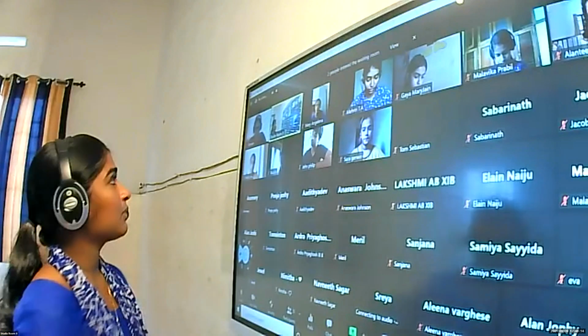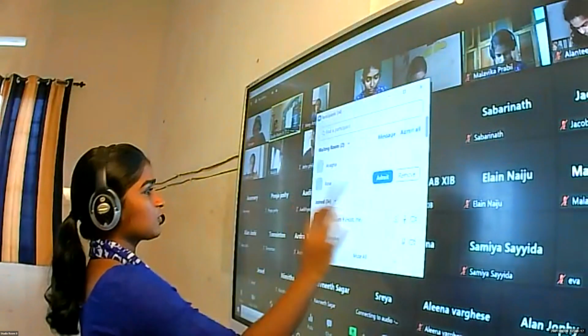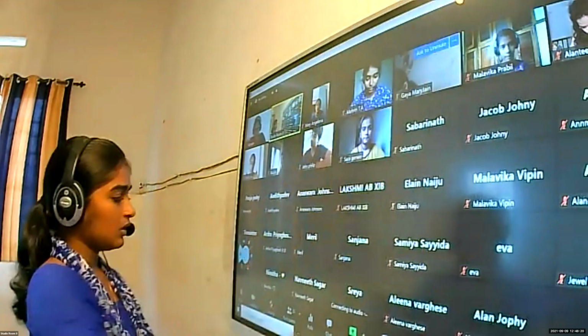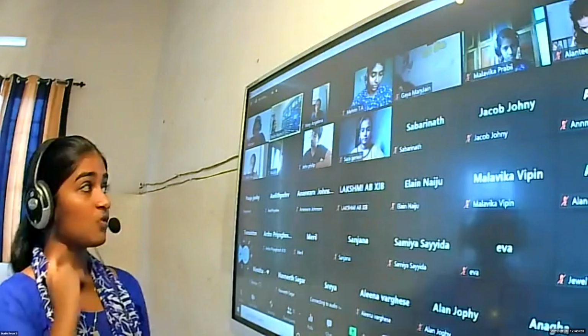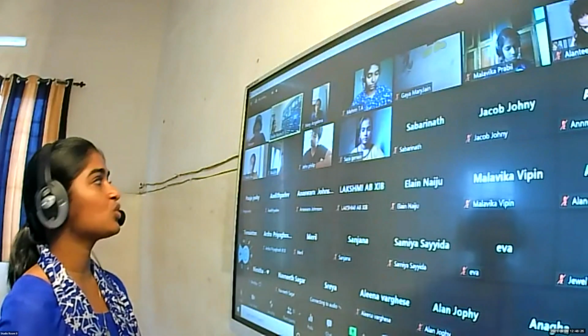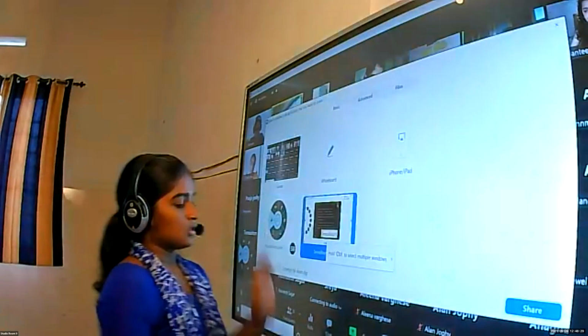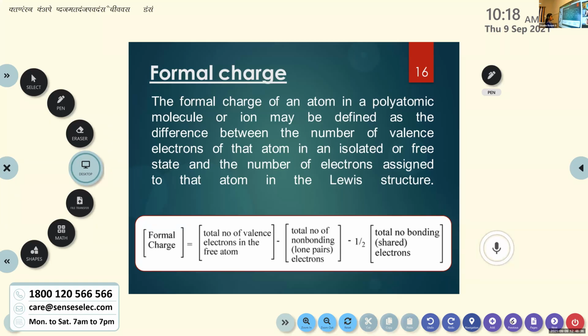Okay. So we have completed the Lewis structures with the formal charge of ozone, right? Now we are going to discuss the importance of this formal charge, or how it is related to Lewis structure. So this is the equation to find out the formal charge. Formal charge is equal to total number of valence electrons in the free atom minus total number of non-bonding electrons, that is lone pairs. In Lewis structure, we will represent these lone pairs as dots, okay, minus half into total number of bonding electrons. So in each bond, there will be 2 electrons. So in this way, you can calculate the formal charge.